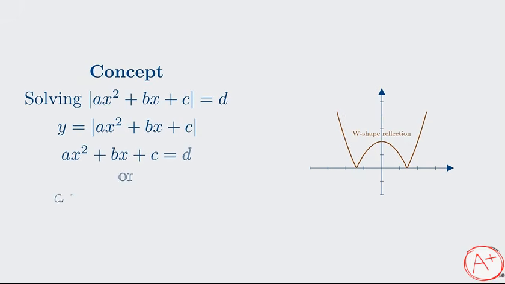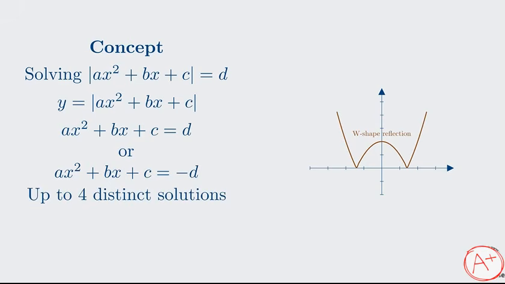To solve algebraically, we again split the equation into two cases. We set the quadratic expression equal to positive d and negative d. Because we are dealing with a quadratic, each case could potentially yield two solutions, meaning we can have up to 4 distinct solutions for x.